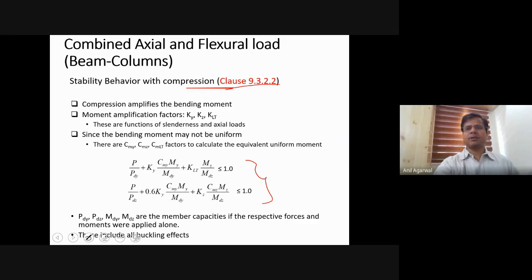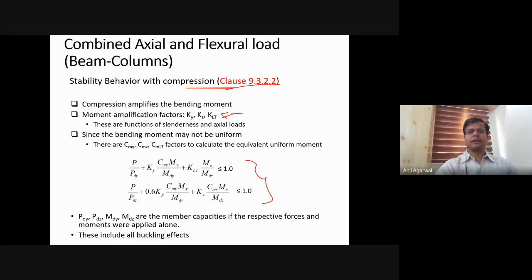So basically there is an amplification factor for each of these deflections. For Y, that is deflection in Y or the moment in Y. Z is for moment in Z. And even lateral torsional buckling can get amplified. So for that, there is KLT.